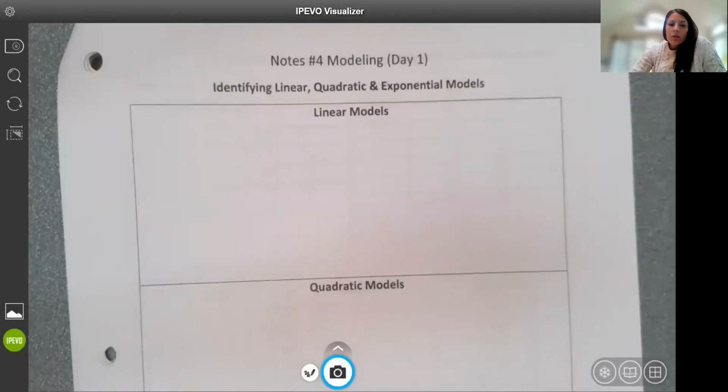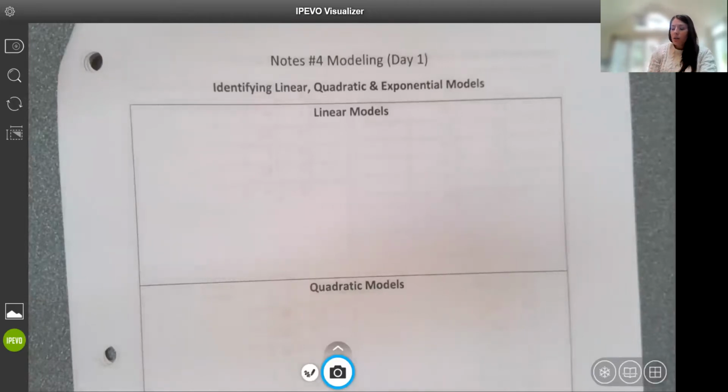Okay, today we're going to start our discussion on modeling. And what we mean by modeling is identifying what model makes the most sense given a set of data. So maybe you collect data on something. Does it appear to follow a linear, quadratic, or an exponential trend?